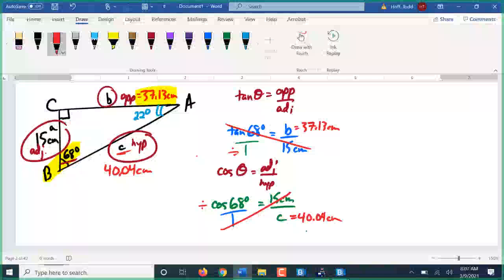So finding these missing sides, missing angles, it's a matter of being very meticulous about identifying what each side stands for. Is it the hypotenuse, the opposite, the adjacent? And then using what we know and what we're trying to find to figure out what trig function applies to it.